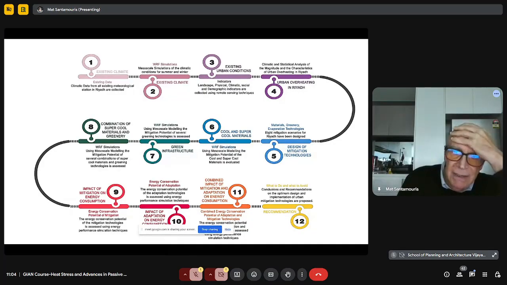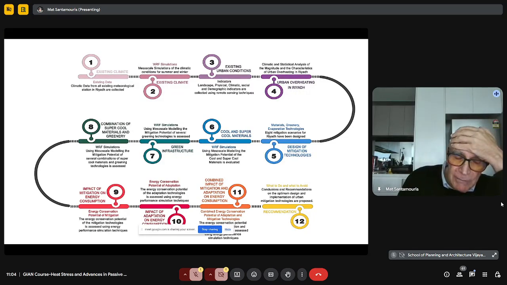So, our study had a very clear roadmap that really started from the analysis of the existing climate. We have collected all the existing climatic data from all the meteorological stations and analyzed all this data to understand really what happened there and to evaluate the characteristics of the climate during the whole year, the temporal and the spatial variation.